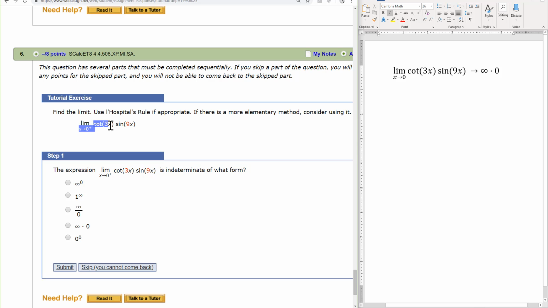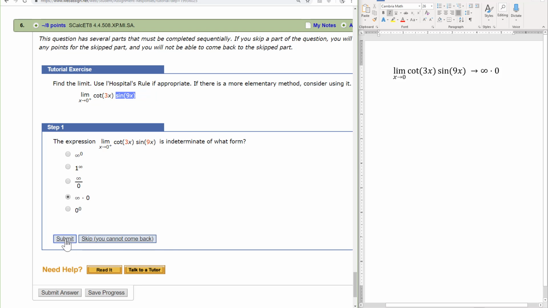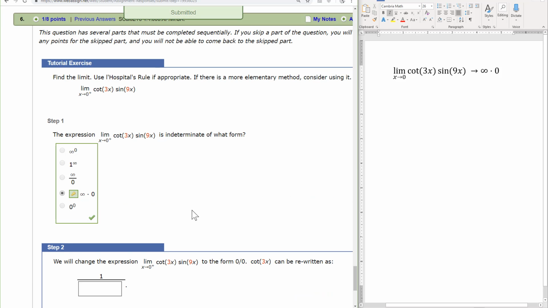So cotangent is cosine over sine, and the cosine of 0 is 1, but the sine of 0 is 0, and that's in a denominator. So that's going to give us an infinity for the first term, and sine of 0 is 0. That's going to give us a 0 for the second term. So this is an indeterminate form, and it's a form of infinity times 0.